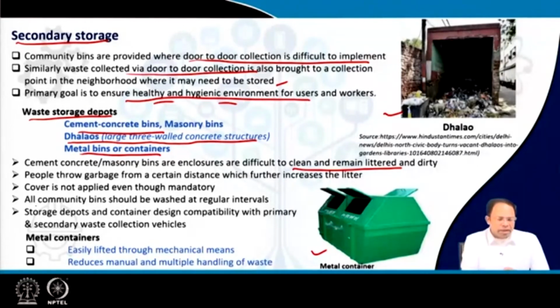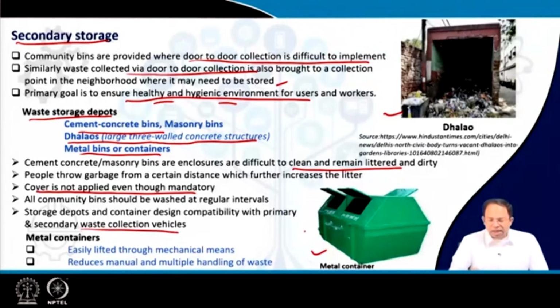So in case of open bins, because people are throwing garbage from a distance, usually people don't put on the covers; they are kept open. But by rule, by law, a cover has to be applied, which is mandatory. So that's one problem. And all community bins should also be washed at regular intervals. Whatever material it is made of, it should be washed. And storage depots and container design should be compatible with primary and secondary waste collection vehicles.